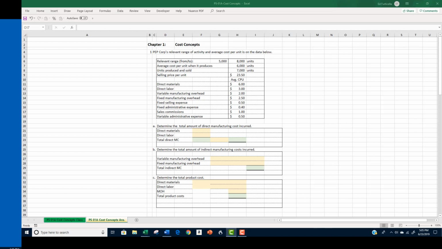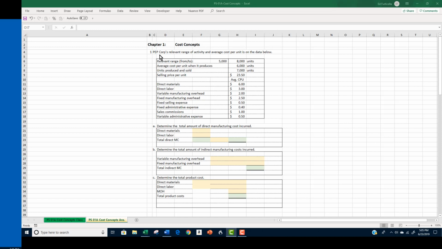Chapter 1 Problem Solvers, Cost Concept Alternative Problem. Hello all. Let's complete a problem solver for the PEP Corp. The focus for this problem is the basic cost concepts. We'll use Buck's methodology to answer the questions.